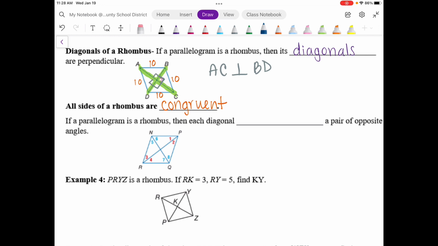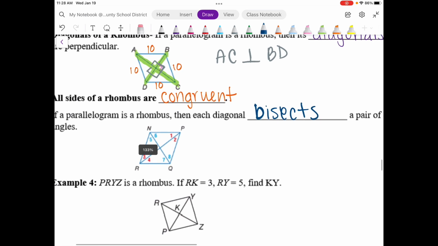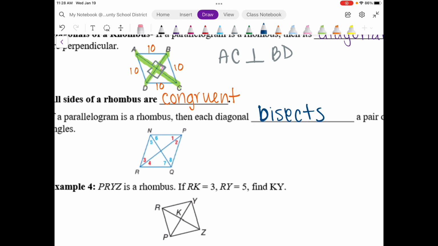If a parallelogram is a rhombus, then each diagonal will be bisecting the pair of opposite angles. Okay, so they're going to cross each other, connect at 90 degrees, and then also they're going to come through and bisect the angle. So if angle 1, for example, was 30 degrees, angle 2 would also be 30 degrees. They bisect each other, okay?